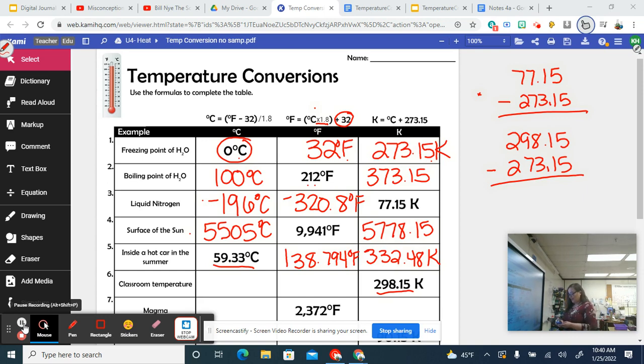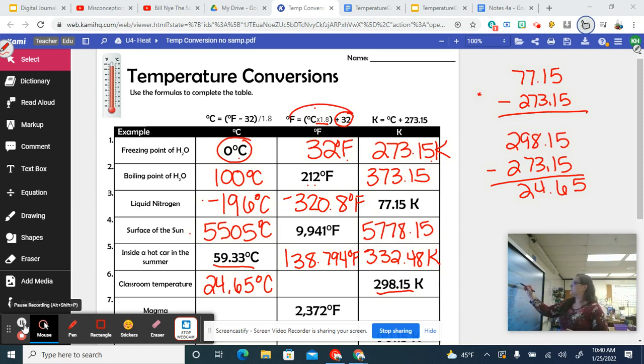So 298.15 minus 273.15 equals 24.65. So room temperature in Celsius is 24.65 degrees Celsius. All right, so then we've got to convert that into Fahrenheit.